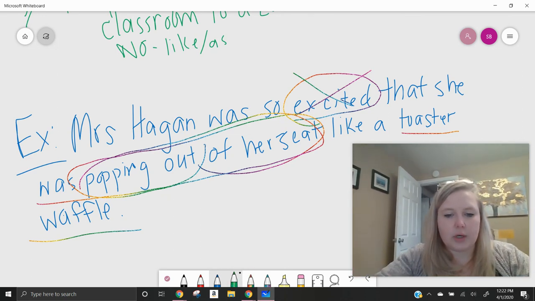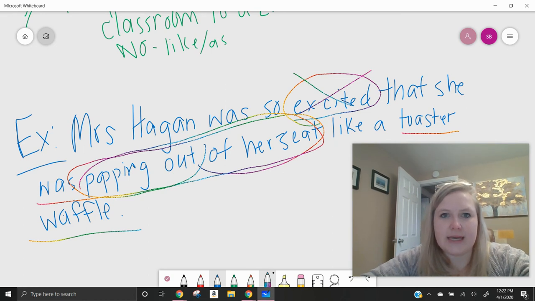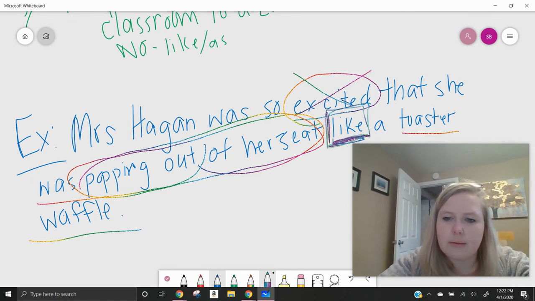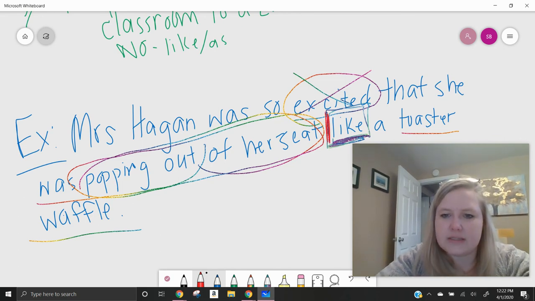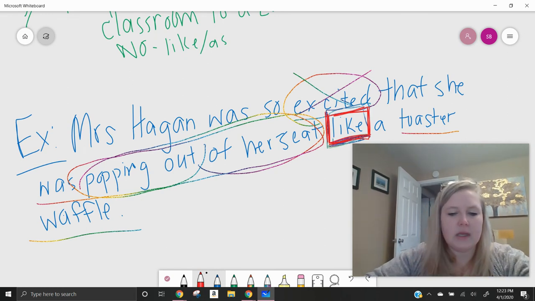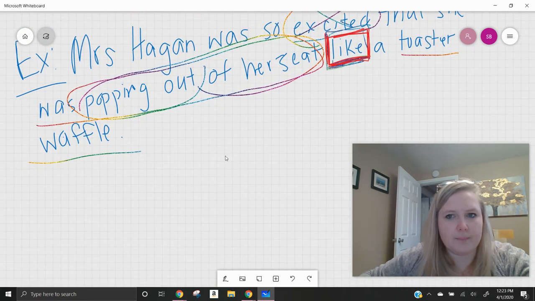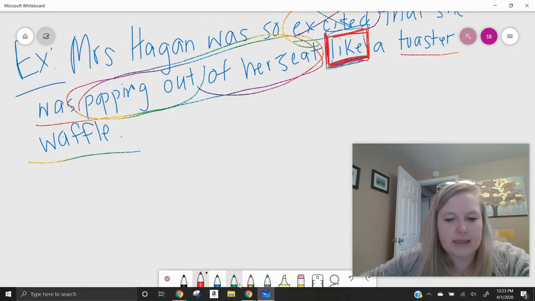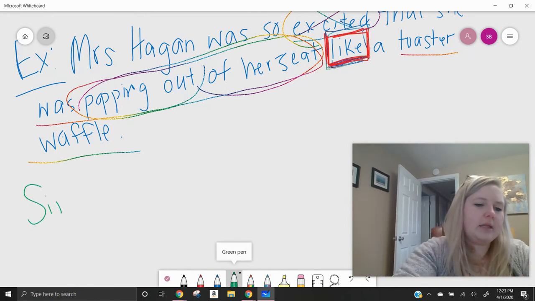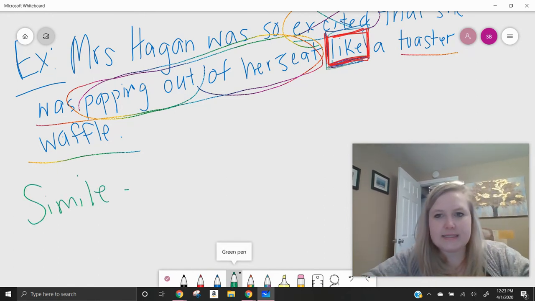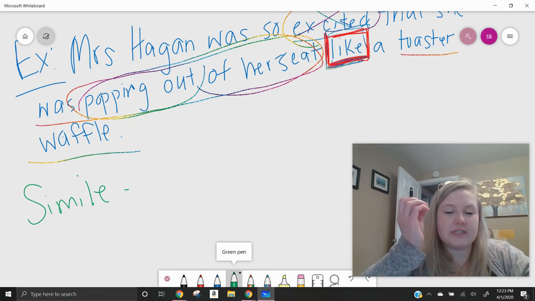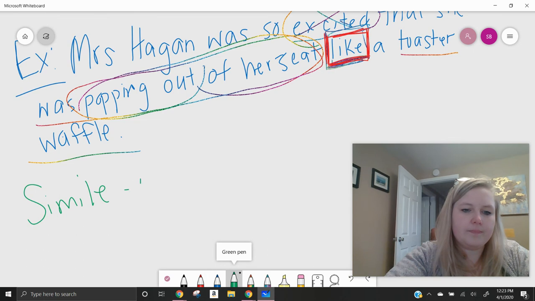Now, the next thing we need to look for: does it use like or as? Yes, right here it is. There's the special word that we've been looking for. I probably should do it in a different color so it's more obvious, like red. Like, there it is. Ta-da! Okay, so this one, I need more room. They don't ever give me enough room. So this one is a simile because it compares Mrs. Hagen popping out of her seat to a toaster waffle.